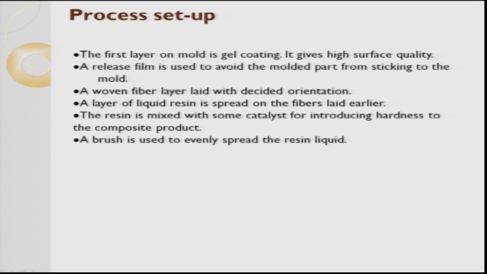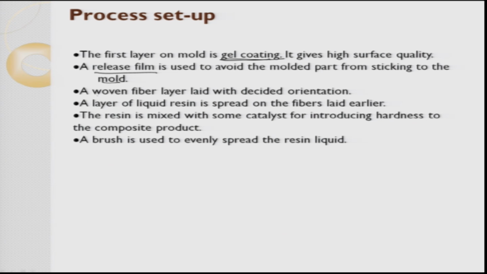So, the first layer of the mold is a gel coating. Before gel coating you have to do a degreasing and then put a greasing. For example, whenever we do cake cooking, we always put a butter sheet. This butter sheet's prime responsibility is to make sure that the cake does not stick to the basin. In the same way here we do a release coating and then a gel coating. The gel coating gives you a very good surface finish. A release film is used to avoid the mold from getting stuck.